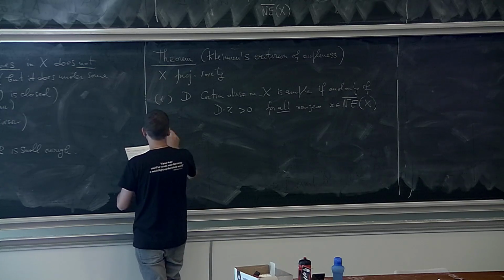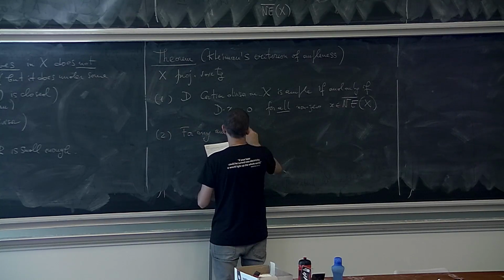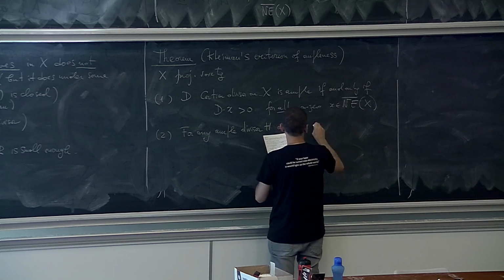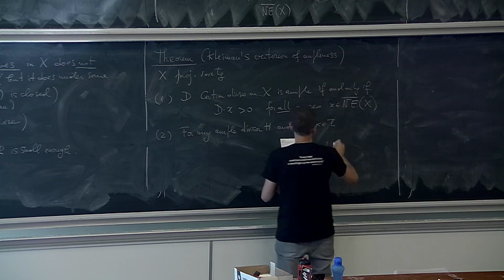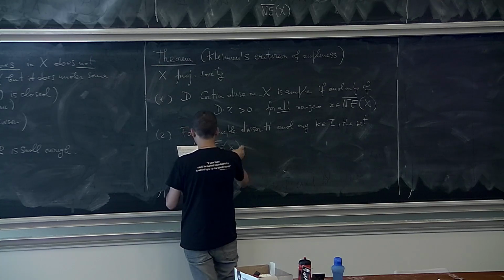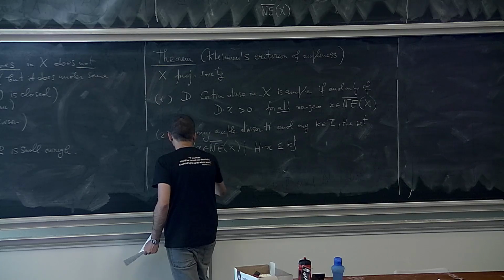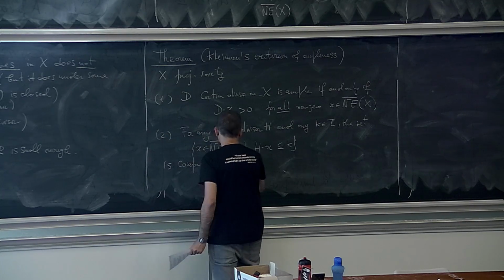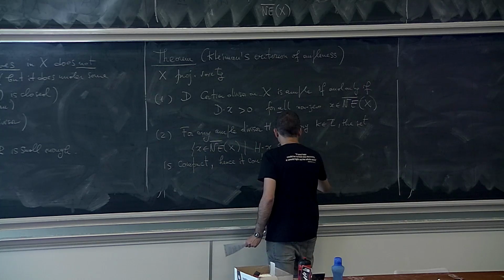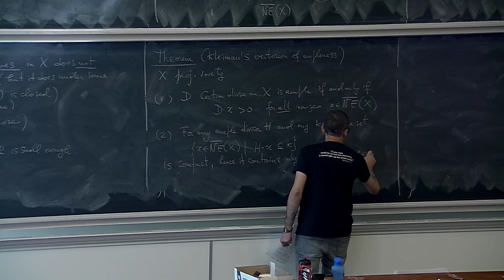Okay, let me give the second piece of information, which I will comment on. For any ample divisor H and every integer k, the set of classes in the Mori cone such that H times x is at most k is compact. Hence, it contains only finitely many classes of irreducible curves.